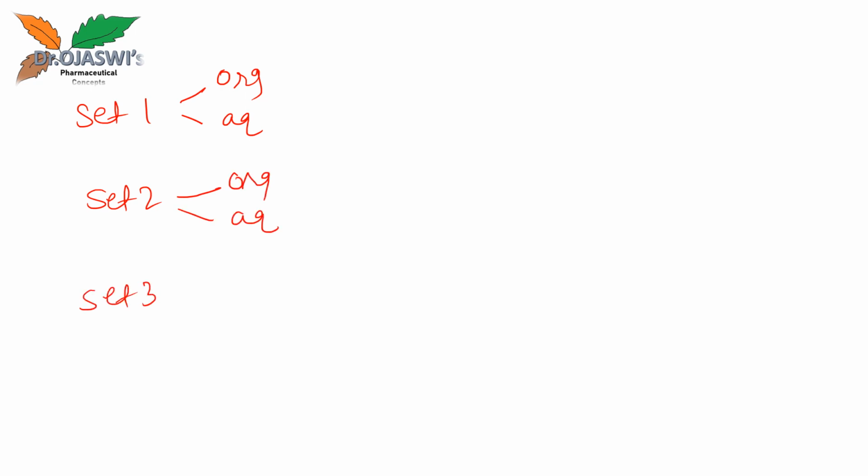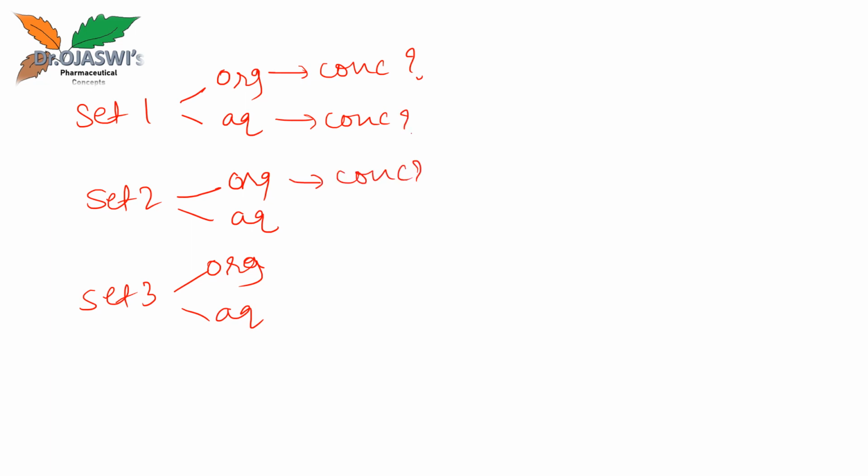Now the contents from all the sets: in set 1 I have an organic layer and an aqueous layer, in set 2 I have an organic layer and an aqueous layer, and from set 3 I have an organic layer and an aqueous layer. Now my next aim is to find out the concentration of ibuprofen in each layer, how much ibuprofen is present in each layer.